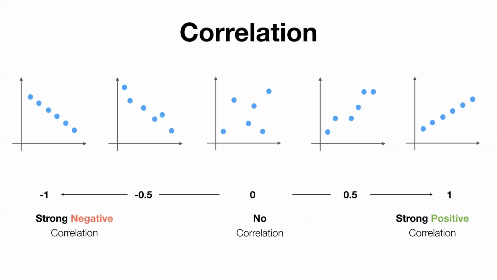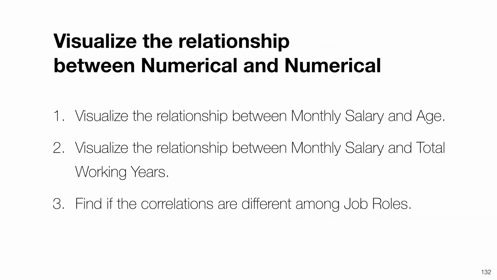Okay, so let's start visualizing. First, we want to see if there's any correlation between monthly salary and age. Second, we're going to see monthly salary and total working years. And then we want to see if there are any differences in terms of correlation among the job roles.